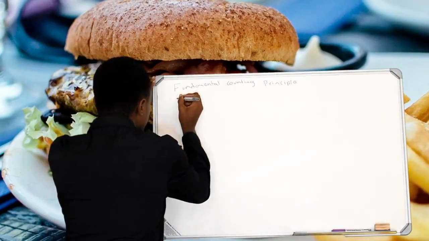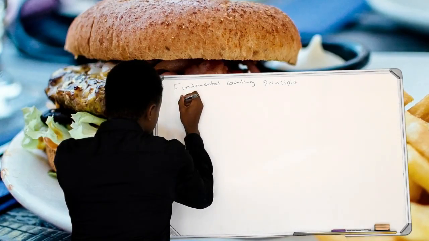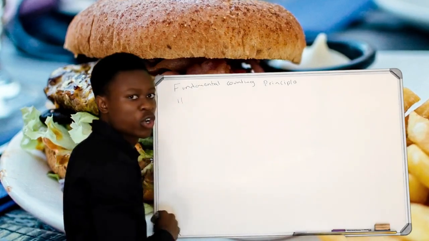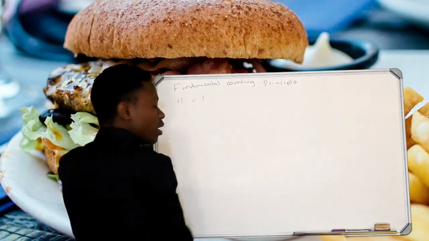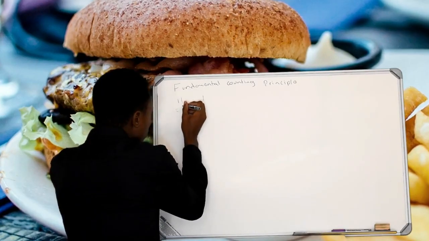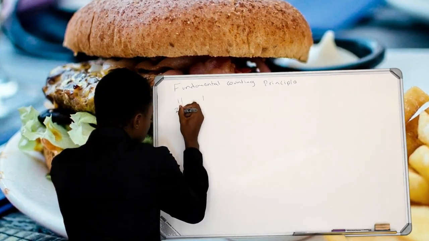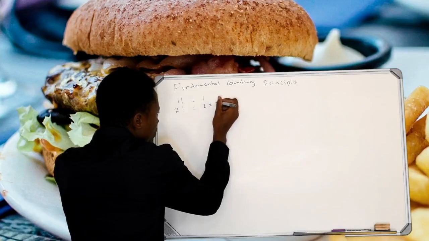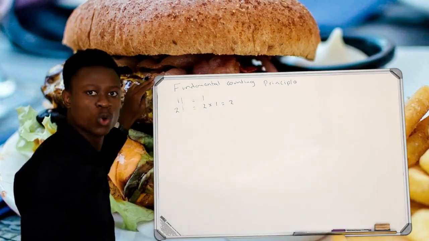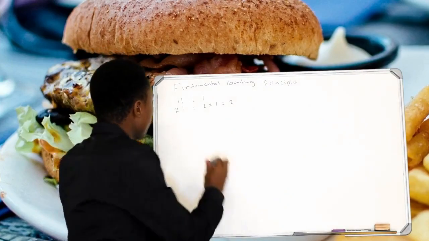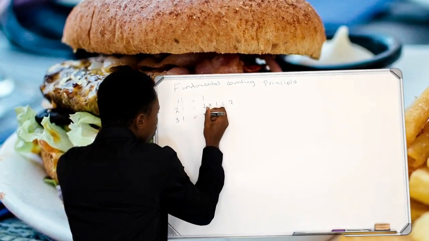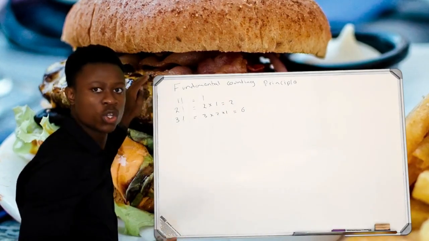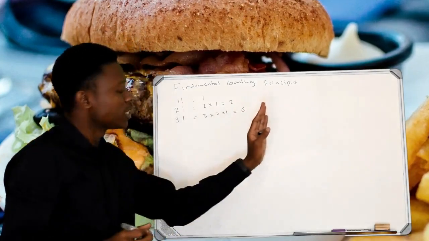So for example, it goes like this: 1 factorial, which is equal to 1, right? And then we have 2 factorial, which is equal to 2 times 1, which is equal to 2, right? And then we also have 3 factorial, which is equal to 3 times 2 times 1, which is equal to 6. So those are just different ways. So it goes downwards, right?